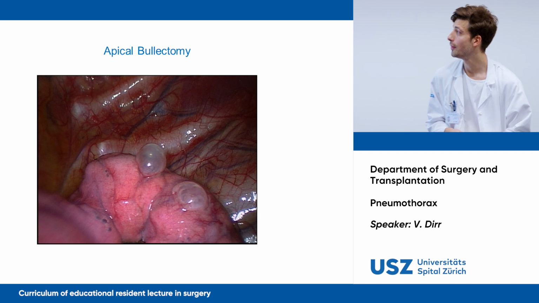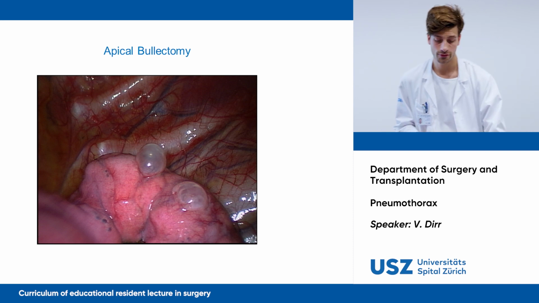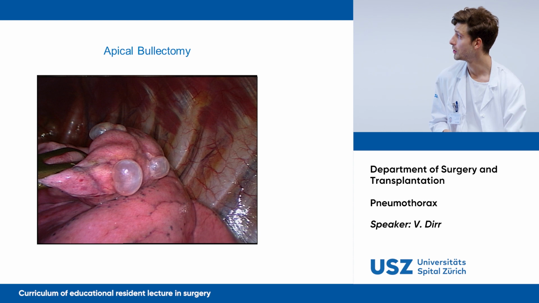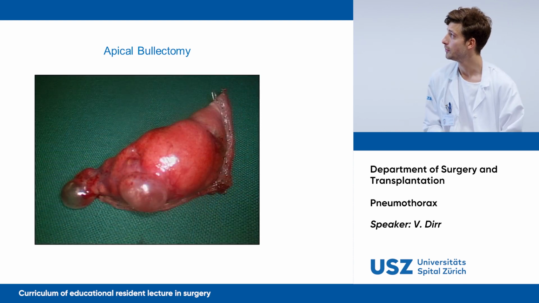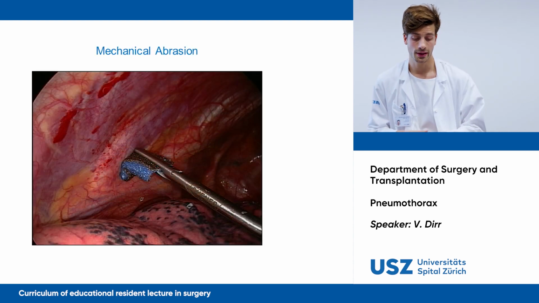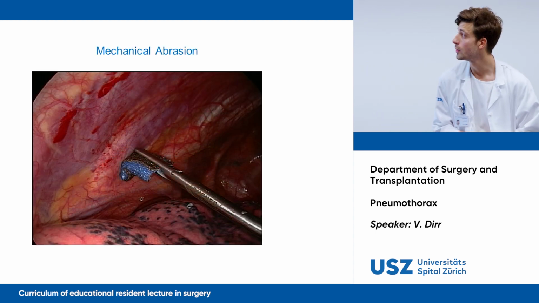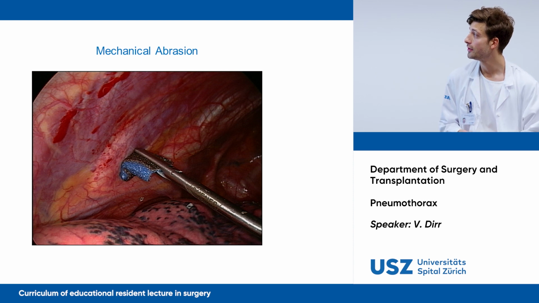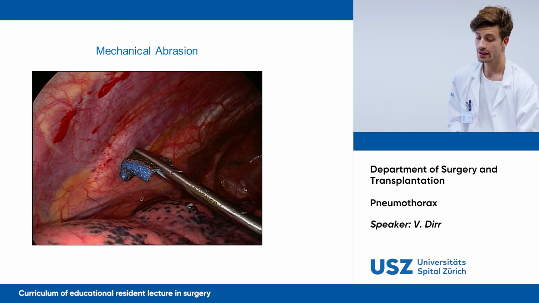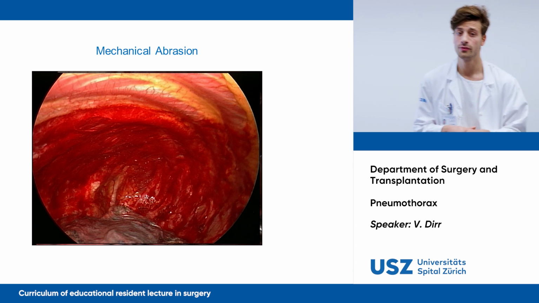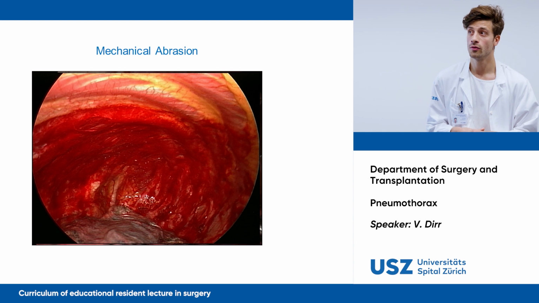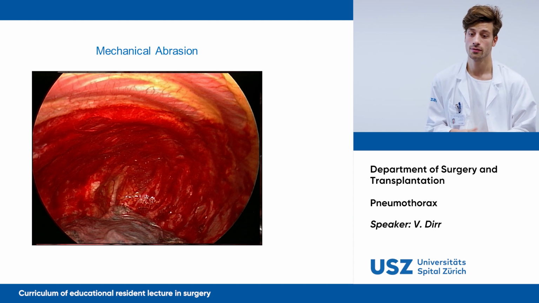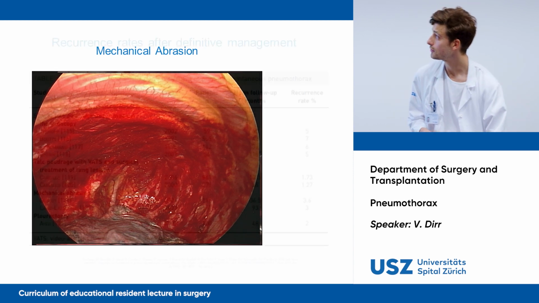So there's a picture of the apical bulla, which then will be resected, for example, with a stapler, which was done this time. So we can see the stapler line on the right side of the picture. Another technique is a mechanical abrasion, where we use a sponge and we remove the parietal pleura in the apex region, causing a heavy inflammation process and then the apposition of these 2 layers. Bear in mind that any non-steroidal anti-inflammatory drugs can reduce the inflammatory process and therefore reduce the outcome.